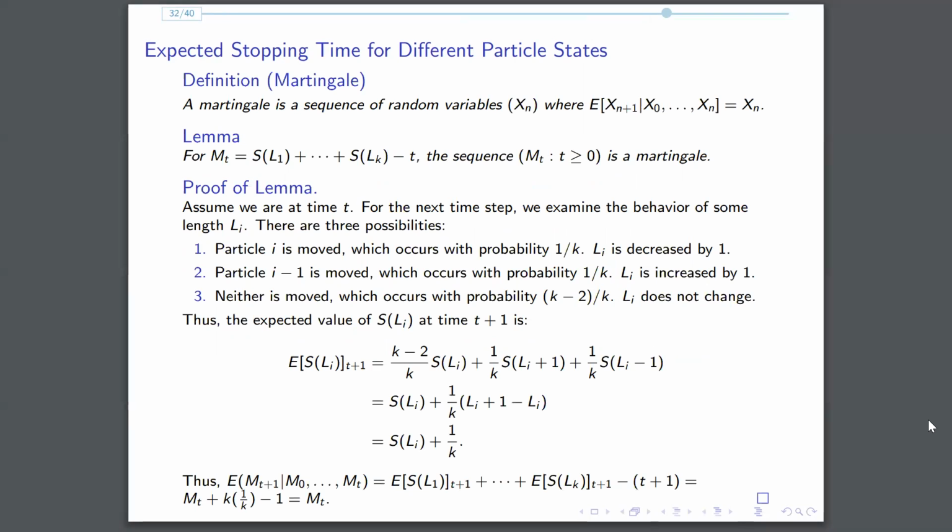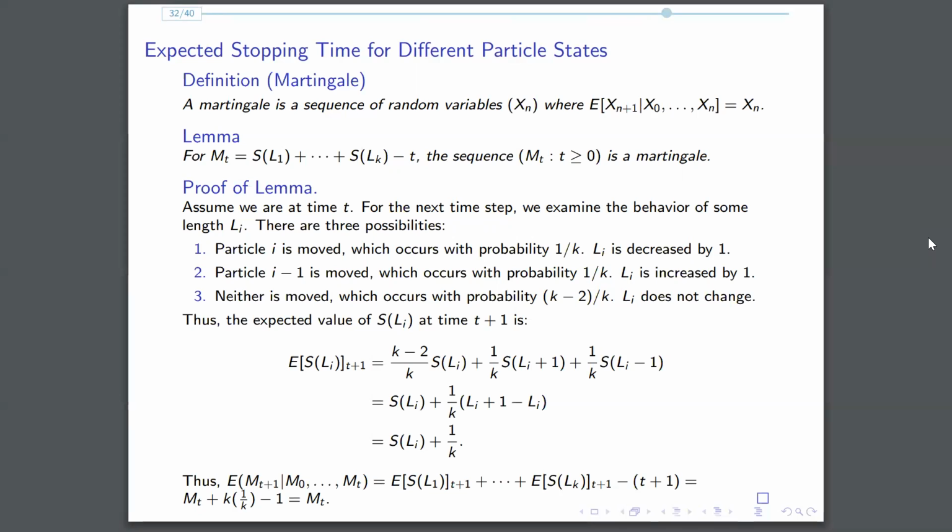We would like to introduce the concept of a martingale. A martingale is a sequence of random variables Xn, where the expected value of Xn+1, given all the previous states, is just Xn. The reason we are introducing the concept of a martingale is so that we can use the many theorems that are already proven for martingales, such as the optional stopping theorem.